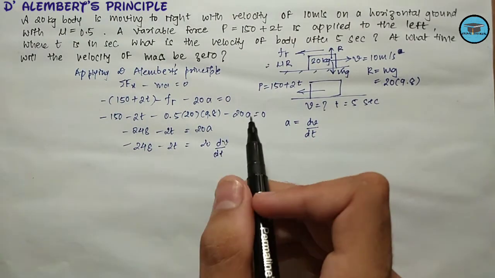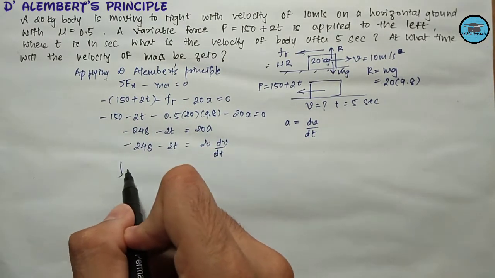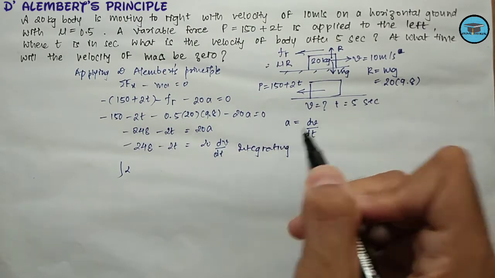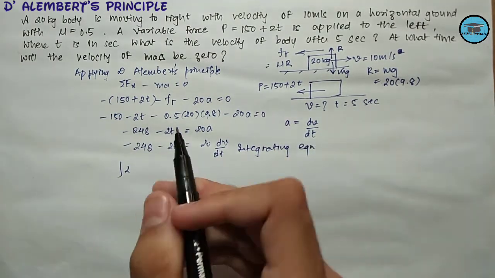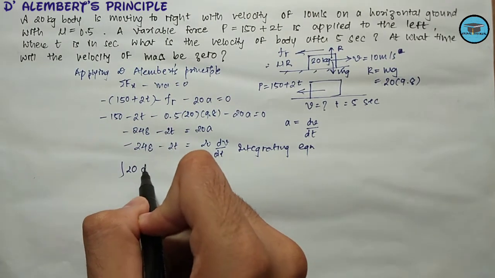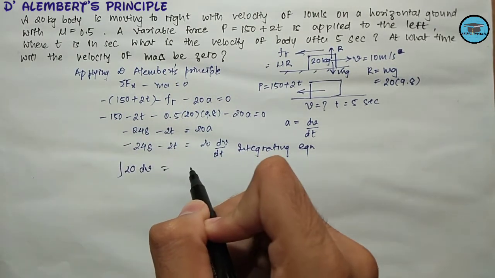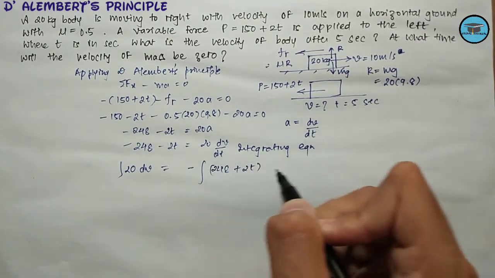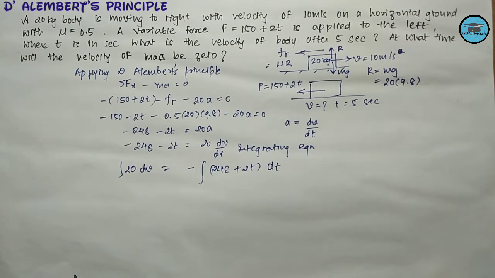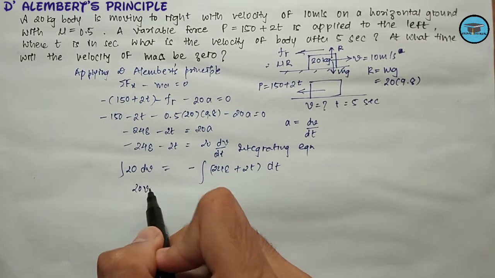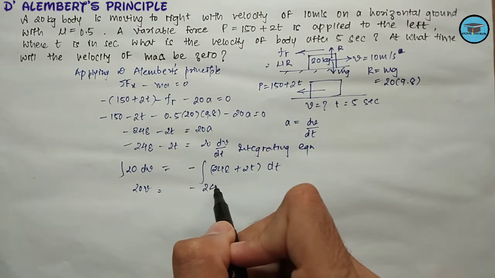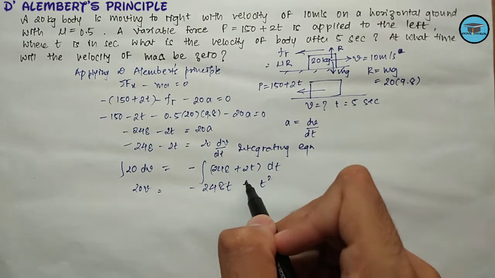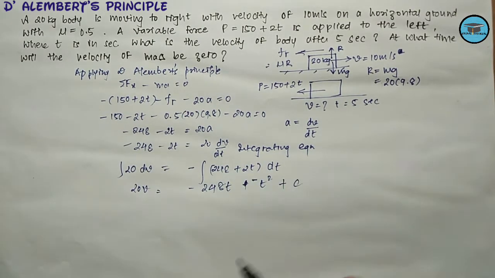Now we will be integrating this equation. So integrating 20 dv equals minus (248 plus 2t) dt. Solving further, we get 20v equals minus 248t minus t square plus c.